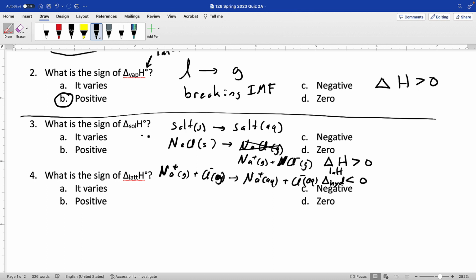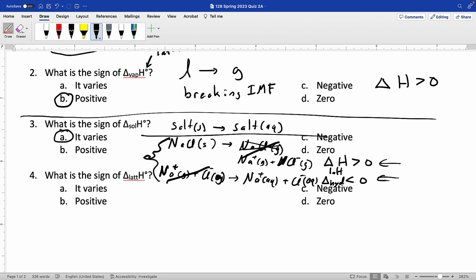And you might notice that if we add these two reactions up, the lattice reaction and the hydration reaction, the net is that the gas phase is going to cancel out and we end up with solid going to aqueous, right? So we're adding up one that's always positive and one that's always negative. So without knowing the sizes, we can't say what the sign is for delta H of solution. And so since we can't know whether it's positive or negative without looking at numbers, the answer is it varies.